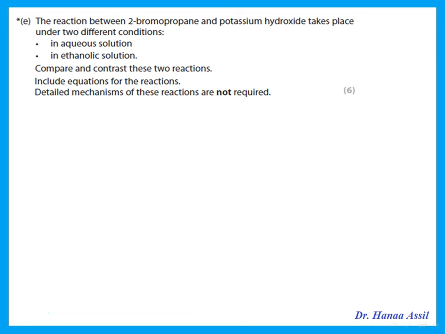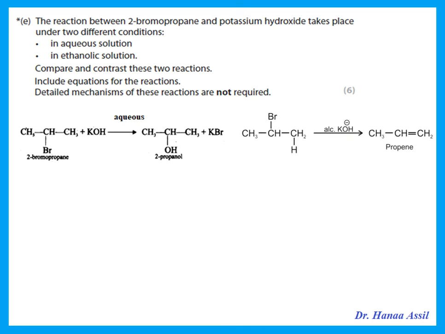If I have a bromoalkane and I react it with potassium hydroxide in aqueous solution, you should remember aqueous means the Br is replaced by OH, so it gives me the alcohol. But if I'm doing it in ethanolic or alcoholic solution, then this is now an elimination reaction. So I remove the H and the Br and I form an alkene.